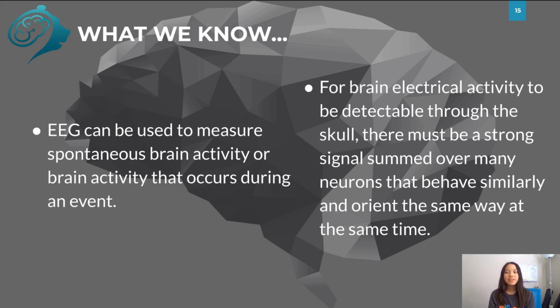So this is what we already know. EEG can be used to measure spontaneous brain activity or brain activity that occurs during a specific event. And for brain electrical activity to be detectable through the skull, there must be a strong signal summed over many neurons that behave similarly and orient the same way at the same time.